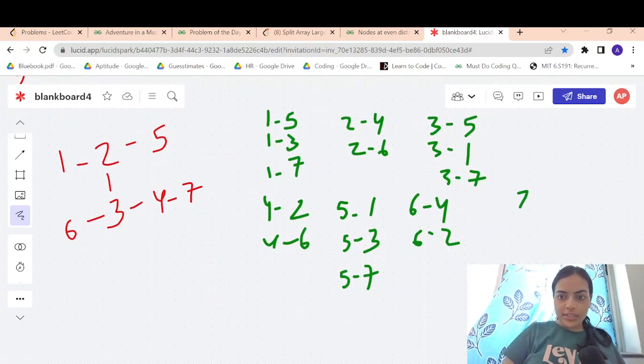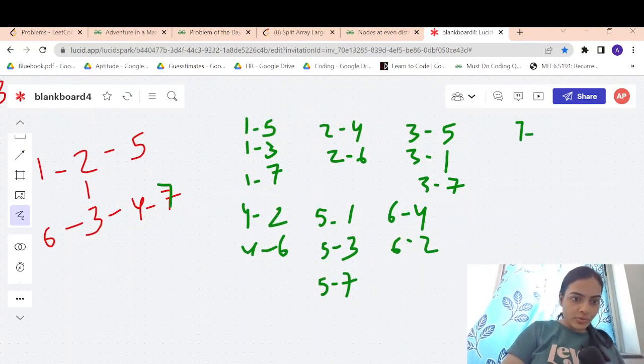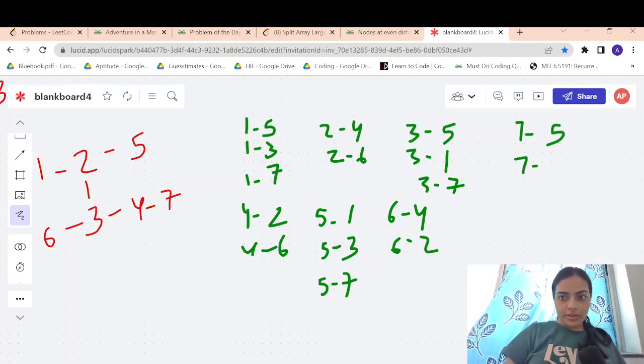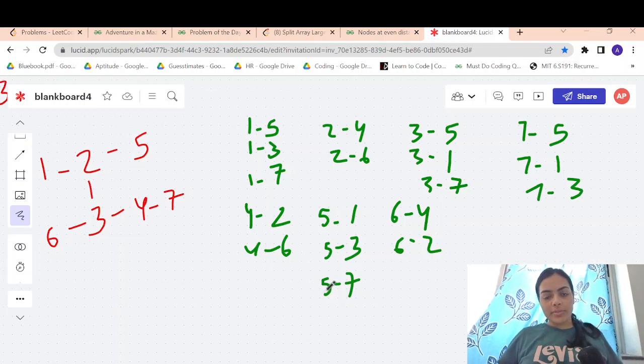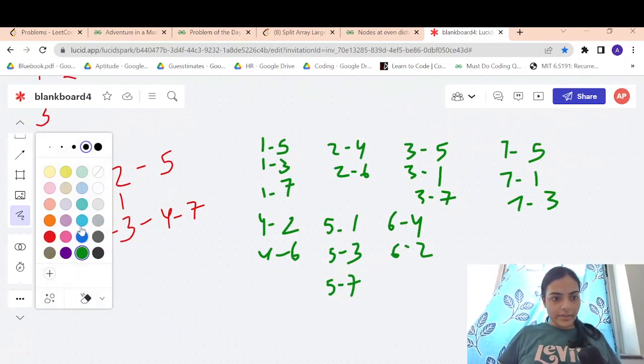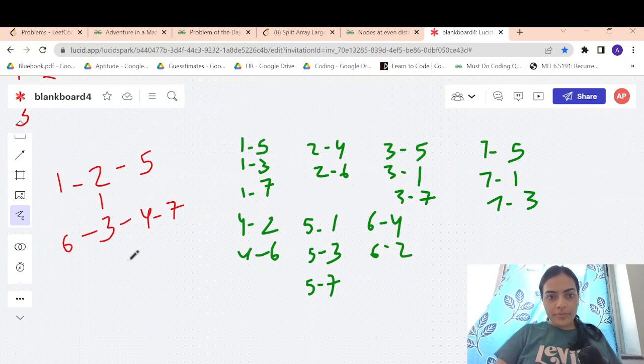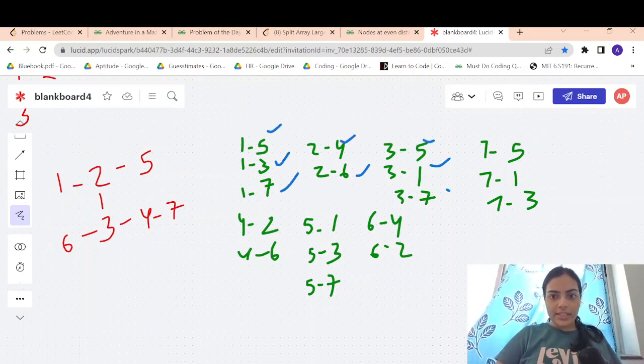Now let's see for node 7. For node 7 you have node 5, which has 4 edges between node 7 and 5. Similarly, between node 7 and 1 also there are 4 edges, right? And for node 7 and 3 there are only 2 edges, so that is also even. So these are all the possible answers, I think. Let's count the number of answers that we have got: 1, 2, 3, 4, 5, 6, 7, 8, 9, 10, 11, 12, 13, 14, 15, 16, 17, 18.